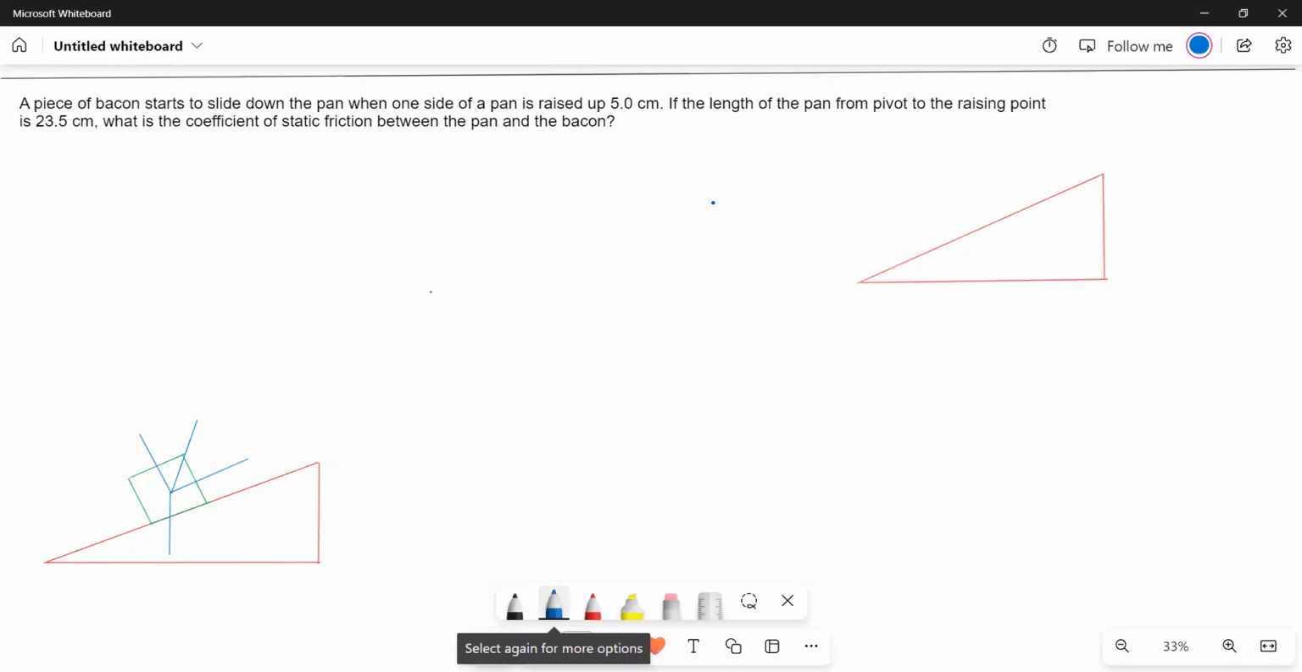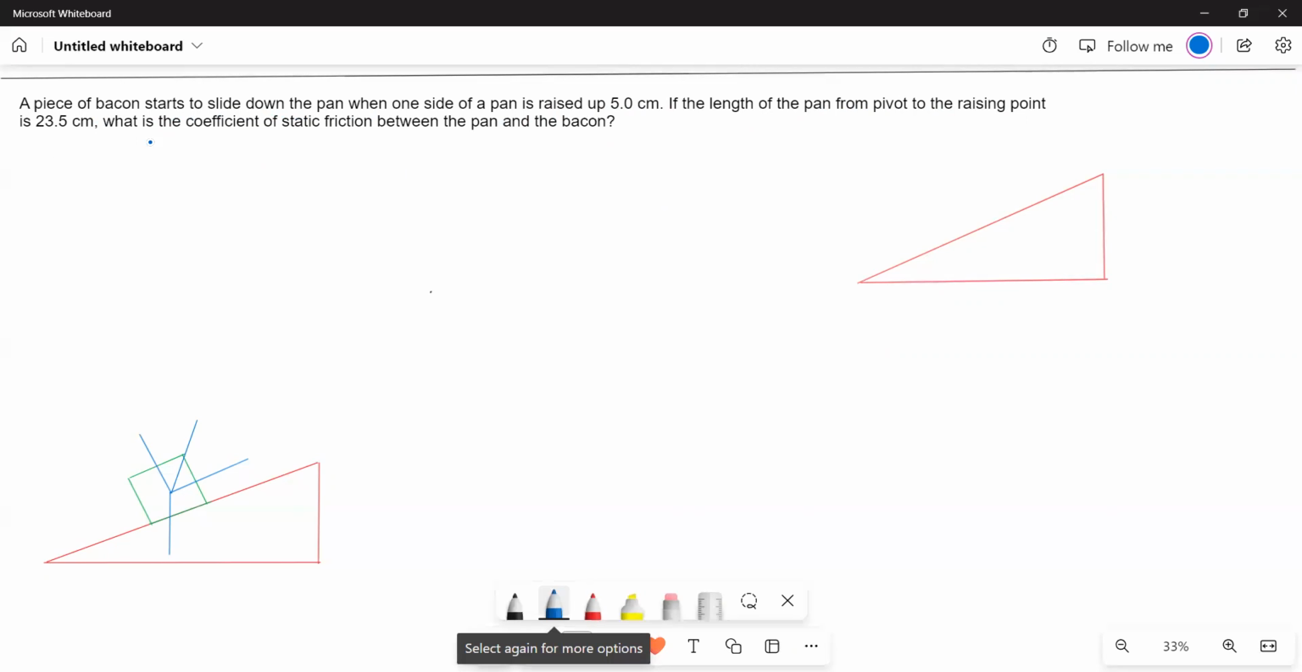Here is a question to find the coefficient of static friction. The data given is: a piece of bacon starts to slide down the pan when one side of a pan is raised up 5 centimeters. If the length of the pan from the pivot to the rising point is 23.5 centimeters, what is the coefficient of static friction between the pan and the bacon?